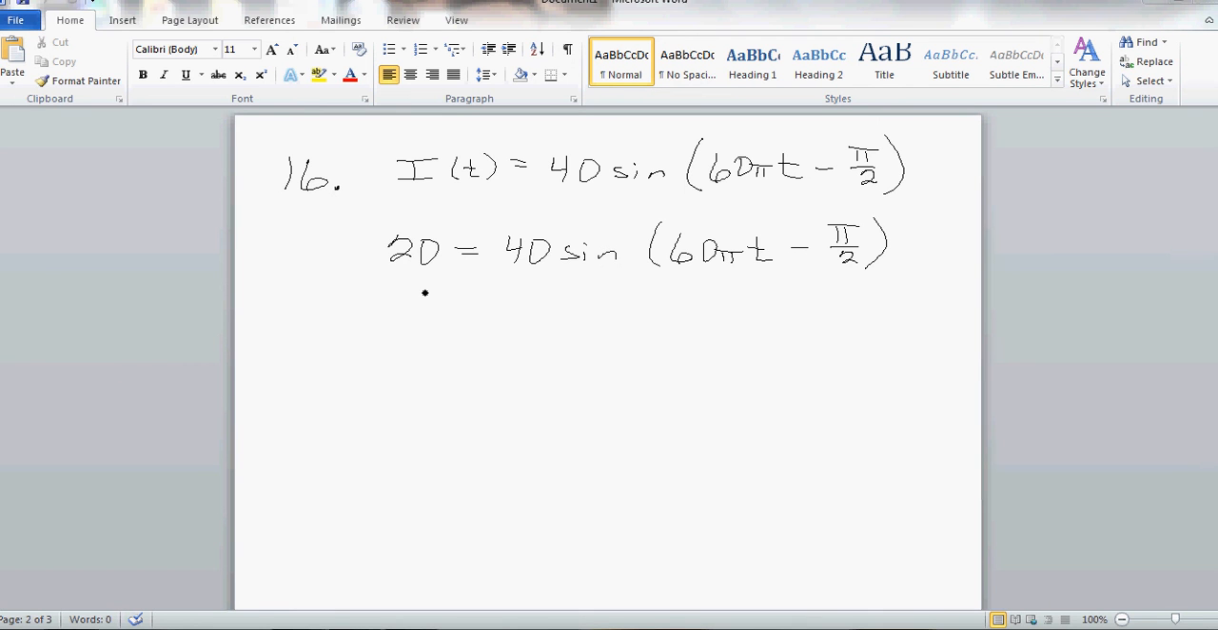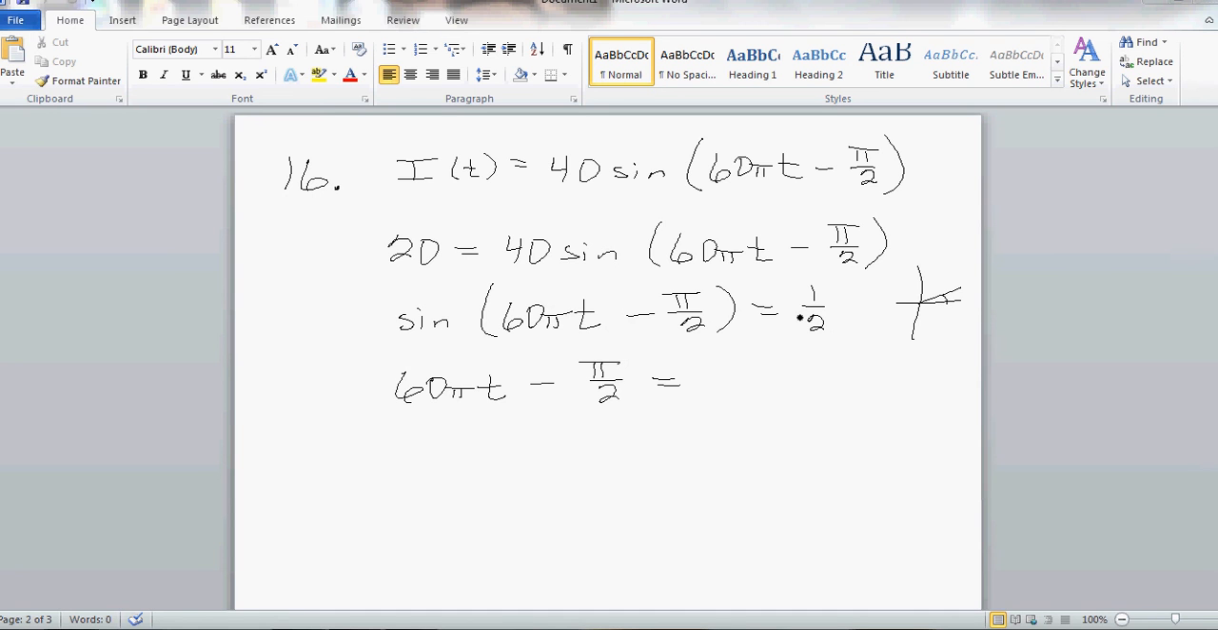So we're going to divide both sides by 40, and that gives us the sine of (60 pi t minus pi over 2) is equal to 1/2. Now, even though this seems like a monstrosity, and it really is, all we have to do now is take the arc sine of both sides. When we take the arc sine of this side, we have 60 pi t minus pi over 2. And we only need to worry about the very smallest value. Where does the sine equal 1/2? That would be at pi over 6.